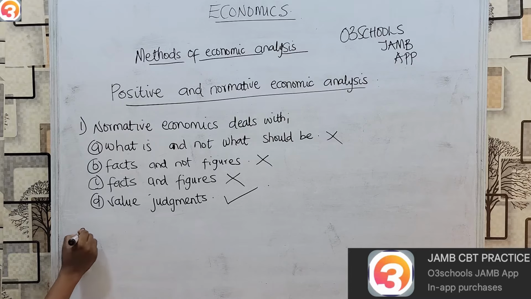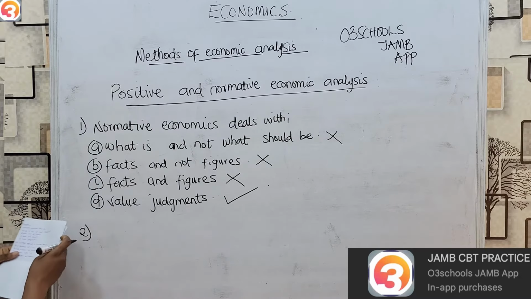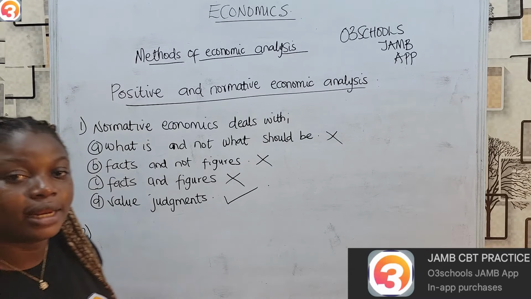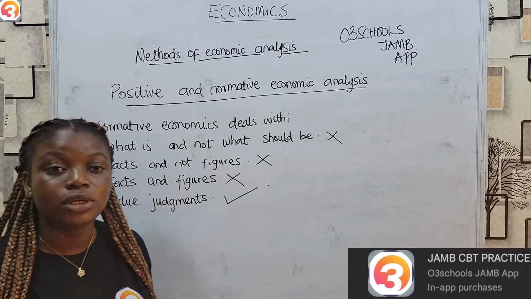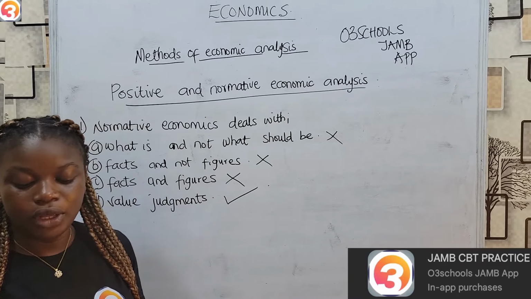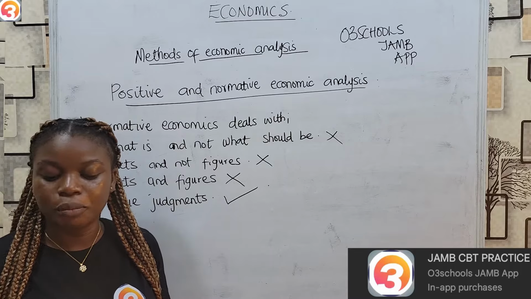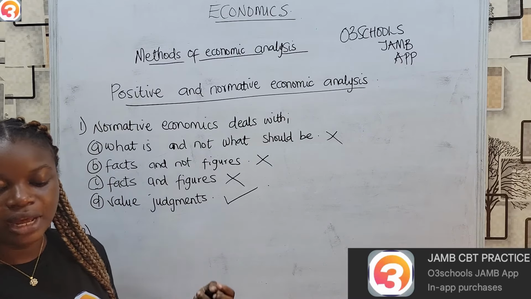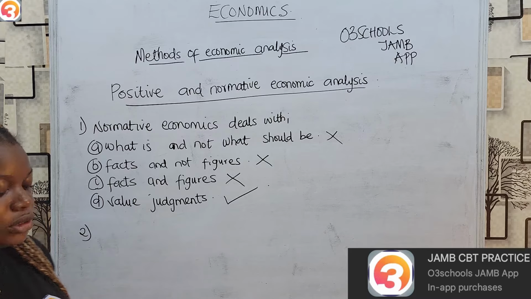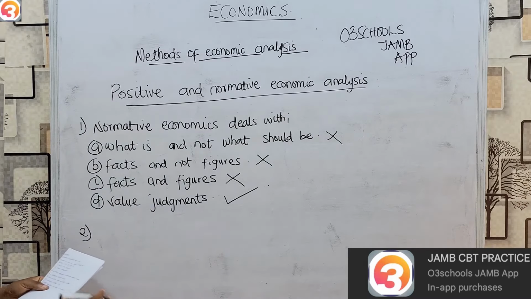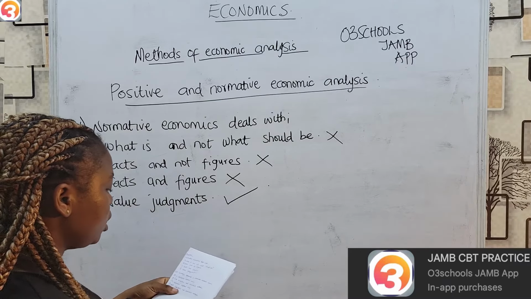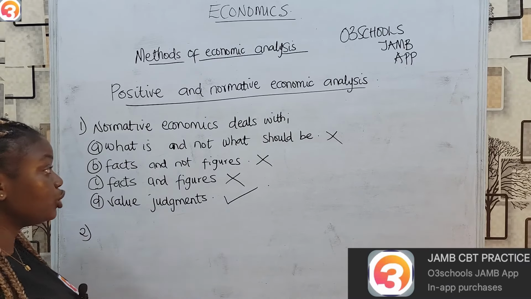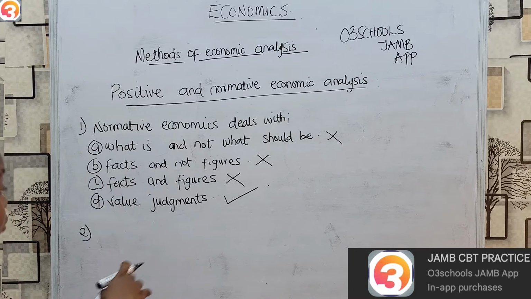And then let's look at question 2. This is the last question we'll look at. It said a scientific approach in economic analysis entails dash. A, deductive method only. B, both inductive and normative methods. C, normative method only. And D, both inductive and deductive methods. So obviously the answer here is option D, that is, both inductive and deductive methods.